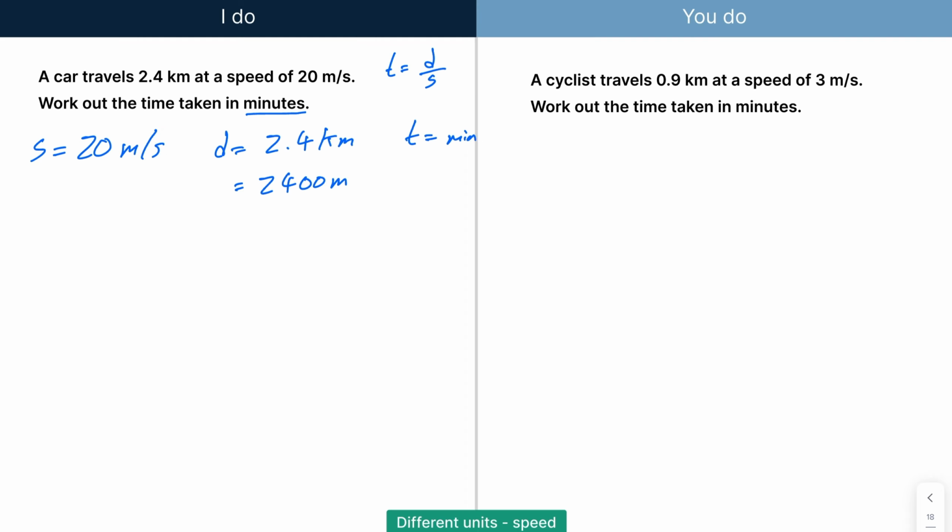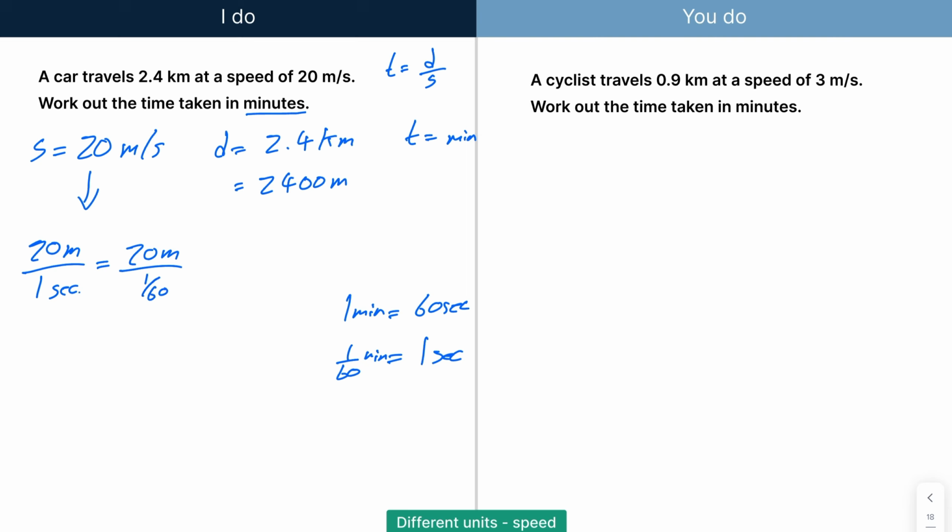So we can remember with speed, you want to write it as a fraction. So that's 20 meters every 1 second. Now, how do you go from this to minutes? Or how do you go from seconds to minutes? So you know that 1 minute has 60 seconds, but here we have 1 second. So 1 second has 1 over 60 minutes because we divide each side by 60. So then it's just a case of, well, you just times this by 1 over 60. So that becomes 1 over 60. And that then becomes 20 divided by 1 over 60, which becomes 1,200 meters per minute.